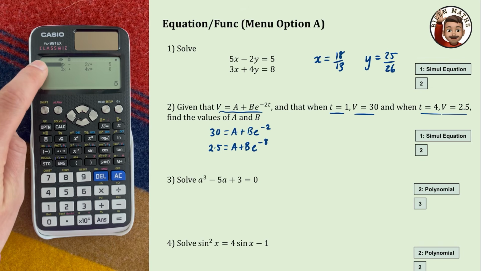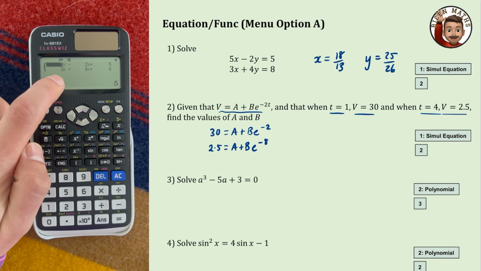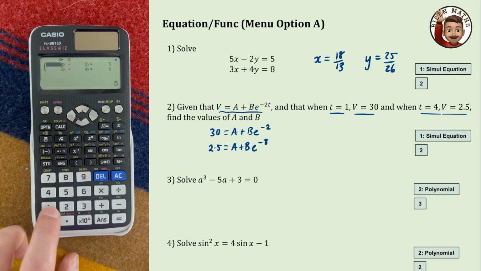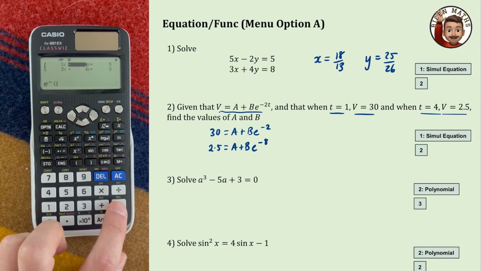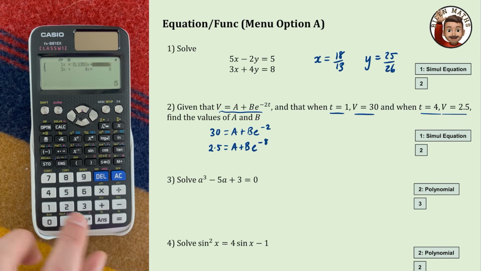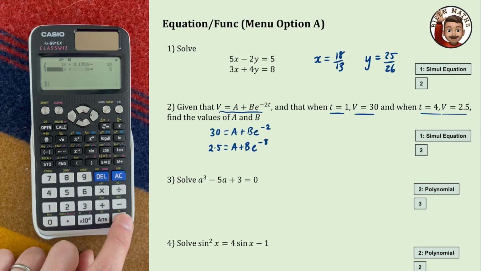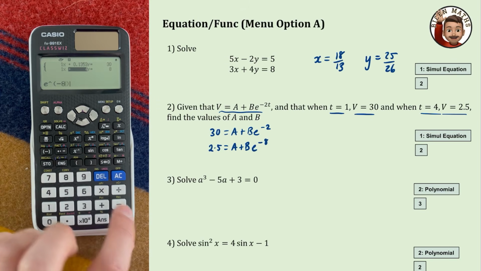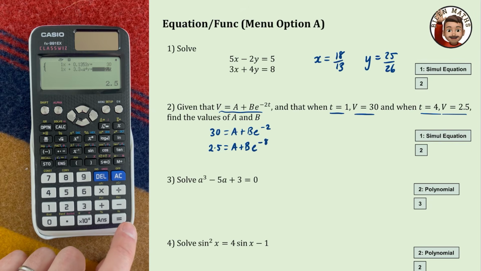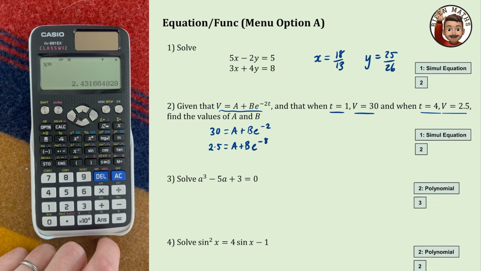So I'm going to go back to this page here. Instead of it being x and y, I'm going to be doing a and b. So I'm going to do the coefficient of a is 1, and the coefficient of b is e to the minus 2. So I'm going to press shift e to the minus 2, and that is equal to 30. Then I'm going to do a's coefficient is 1, b's coefficient is shift e to the minus 8, and that is equal to 2.5. Now, this is how they'd expect you to solve this. This is by far the quickest way of doing this.